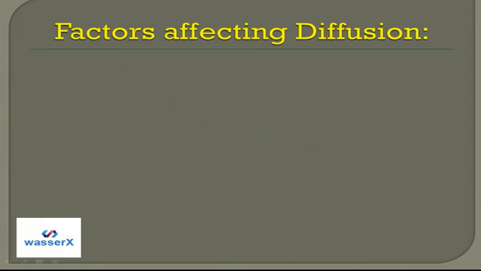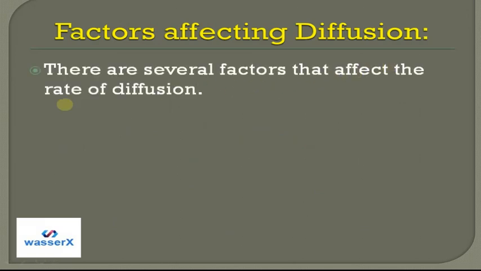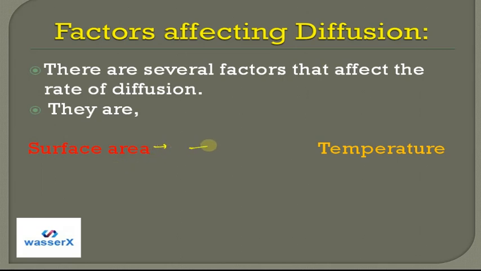Now, what are the factors that affect diffusion? So, there are several factors that affect the rate of diffusion. They are surface area and temperature first. Let's talk about that. The higher the surface area, the higher will be the rate of diffusion because the concentration gradient will be higher. So, molecules will move faster. Now, if we talk about temperature, the higher the temperature, the higher the rate of diffusion.